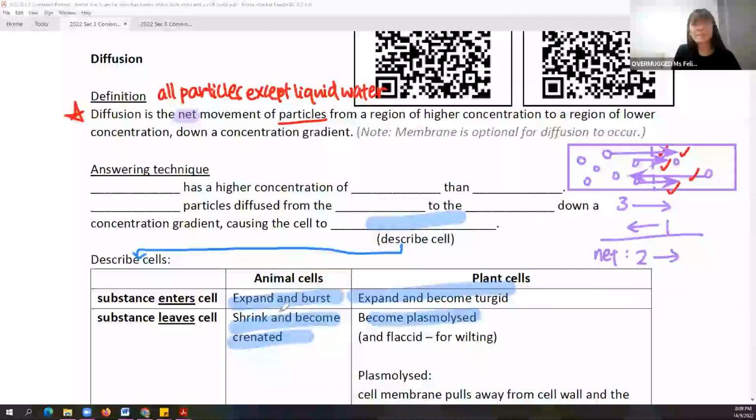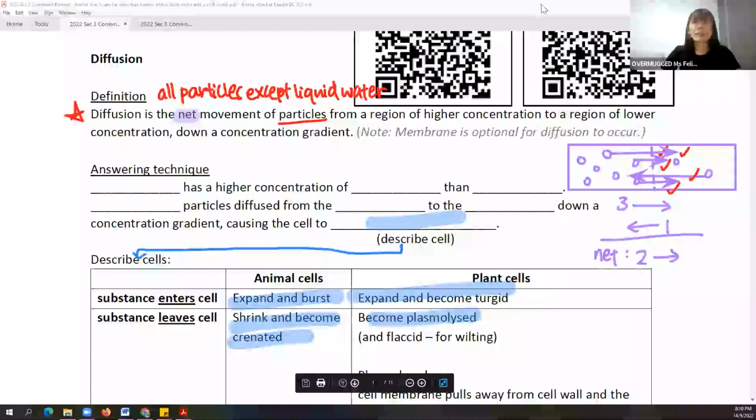For animal cell, it depends on whether your substance enters or leaves. For plant cell, same thing, it depends on whether the substance enters or leaves. Then you fill in the blank accordingly. For animal cell, you need to know that when substances enter, it will expand and burst, because an animal cell doesn't have a cell wall to hold its shape. That's why it will burst. When substances leave, if the animal cell keeps losing substance, it will shrink and become crenated.